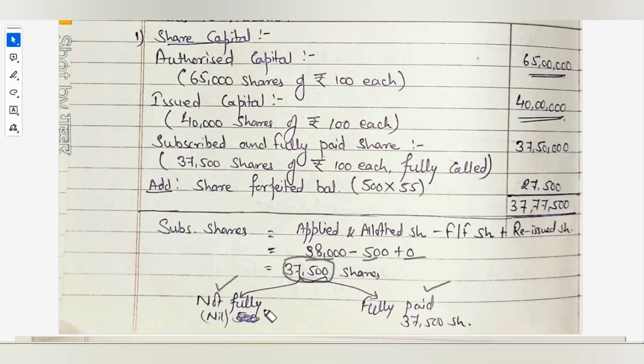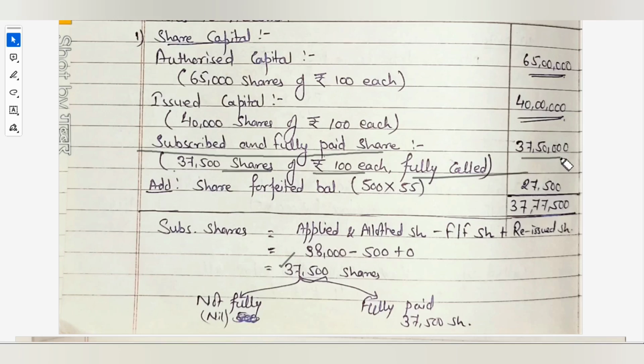Not fully refers to out of these number of shares, how many shares have not paid the full amount. That means having some arrears or less number of called up money. But other than those 500 shares, there is no share which has remained unpaid. That means there is no portion which is subscribed but not fully paid. That means all the portion belongs to subscribed and fully paid shares. That is why we have to write subscribed and fully paid share capital, which is equal to 37,500 shares into 100 each, fully called as it is given in the question.